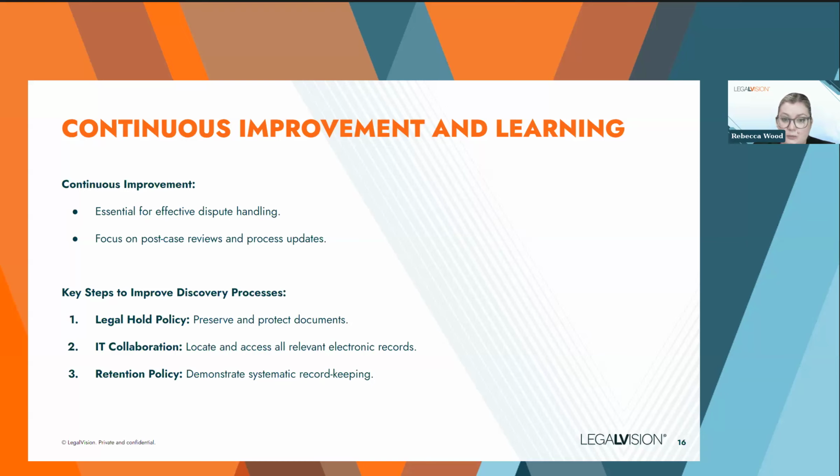You want to be able to point to a policy or a document that's been in place for some time that sets out how information is stored and maintained within your organisation. So having a formal retention policy can help show how your organisation has a systematic approach to record keeping, and how relevant information and documents are preserved, or how long you might maintain them before they're deleted.